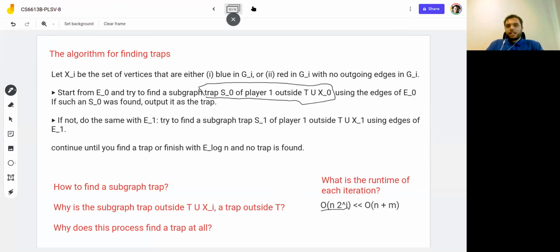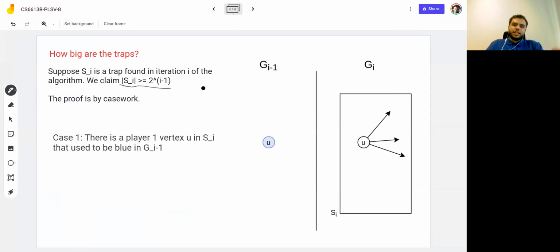So the only thing that remains to prove in order to say that I can do the Buchi algorithm in order n squared is proving that if I find a trap in the ith iteration, the size of the trap is at least 2 to the power of i minus 1. Okay, so now I'm going to give you the proof, and the proof is basically by casework. So let's consider several cases. And actually, I guess it's only 2 cases.